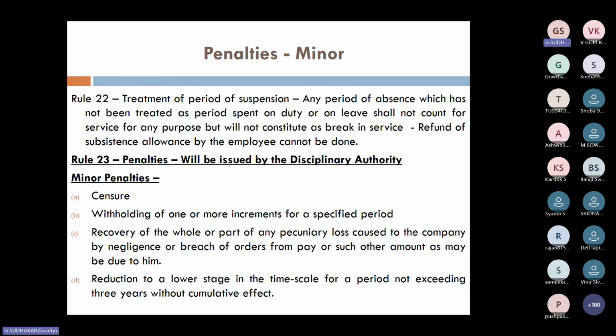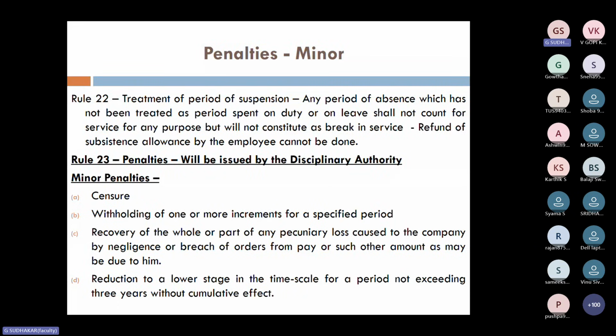Rule number 23, penalty. Which penalty has to be imposed? Only the mentioned penalty has to be imposed, not any other penalty. One, this is a minor penalty: censure. Censure means some warning letter. Suppose it is mentioned as warning letter, this is not a minor penalty. Only censure is a minor penalty, but it has a legal effect on the person's promotion and other aspects. So even though censure is a warning letter, if it is asked in the examination paper whether a warning letter is a minor penalty, it is no. Censure only is a minor penalty.